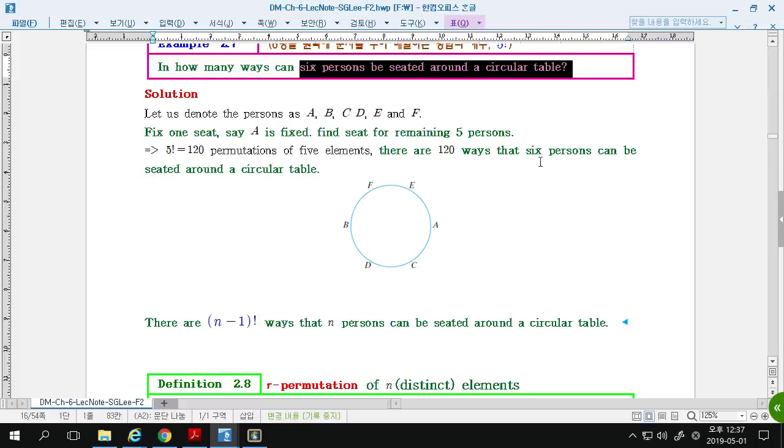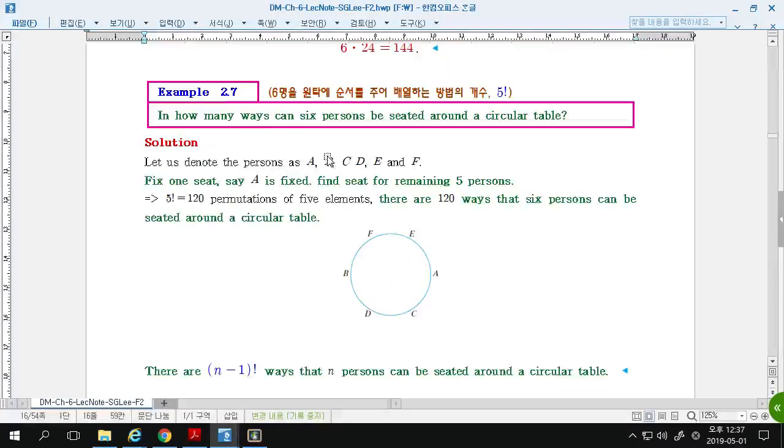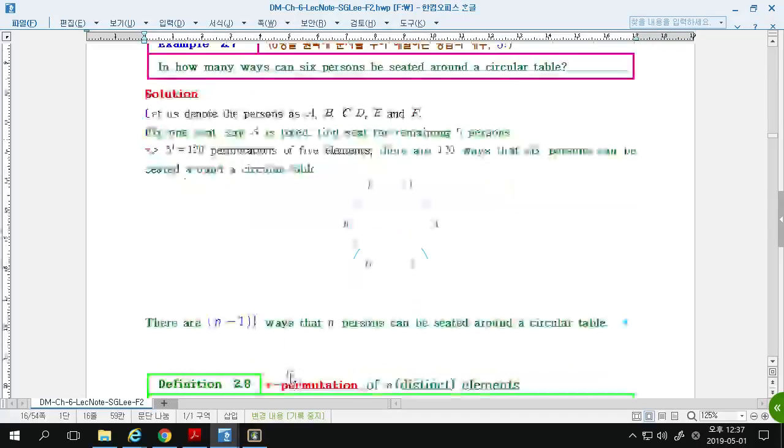So that will be enough. There's no other cases. Okay? So for the whole cases in the circular case, because there's no head table designated, in any case, the 5 factorial are the choices to be chosen in a circular table. Okay, so in this way, if n persons are seated around the circular table, then (n-1) factorial ways are all the cases.